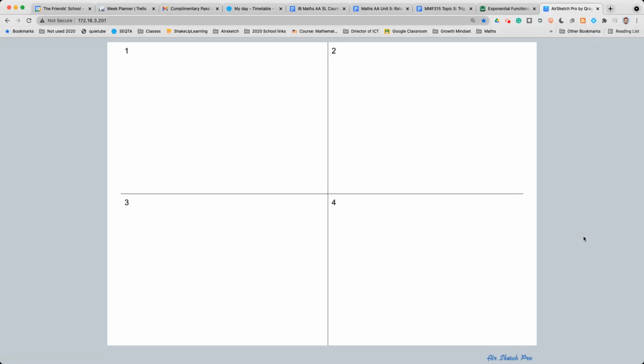Let's just start off with, I'm assuming you've got your books open already. Can you please write down the general form of a linear equation? Linear equation.